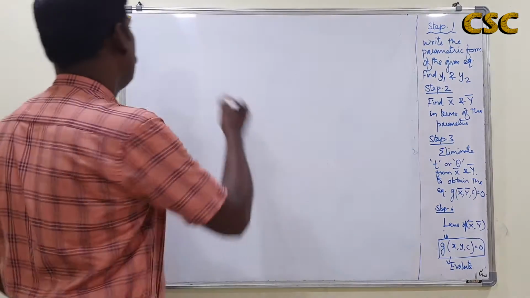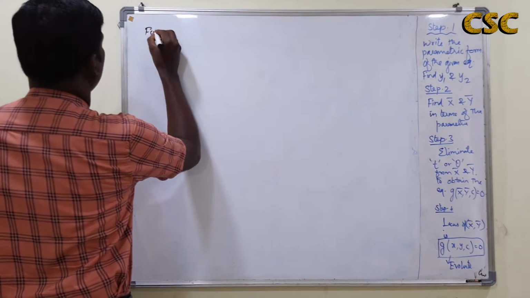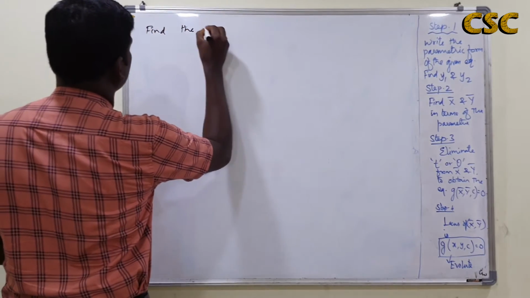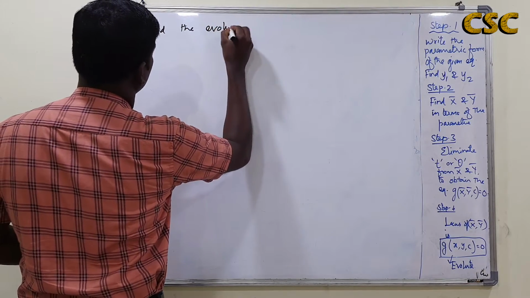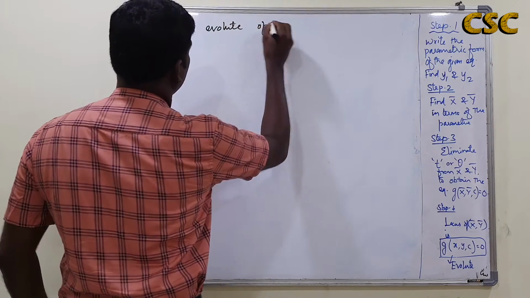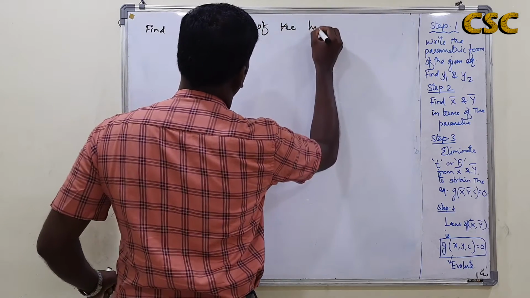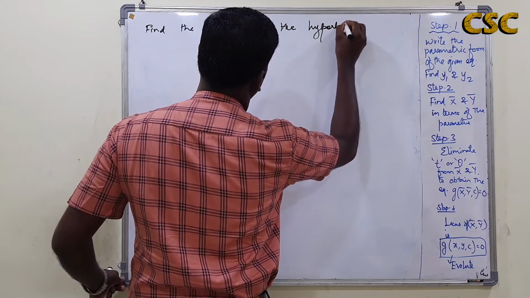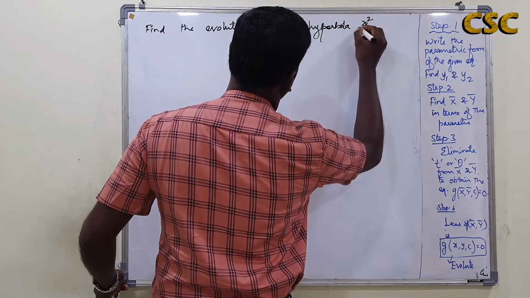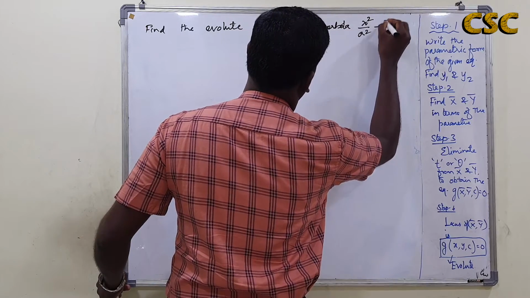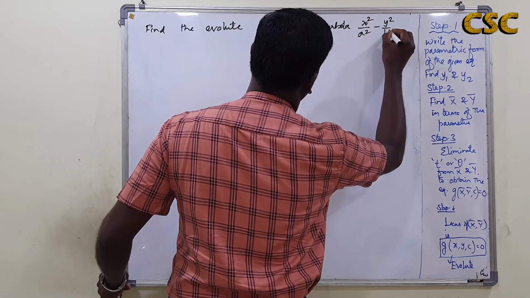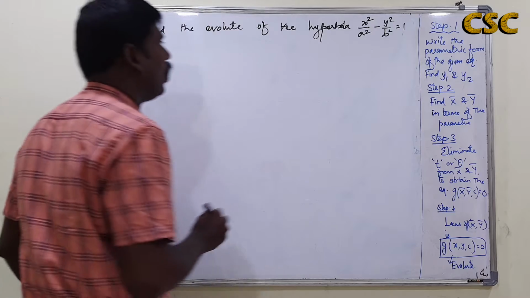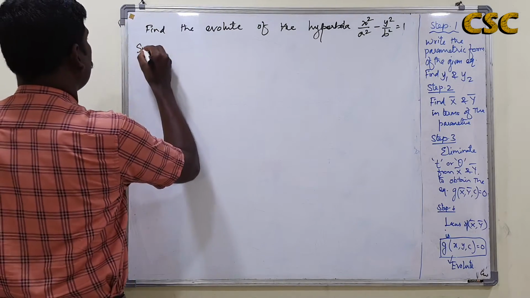Next problem. Find the evolute of the hyperbola x square by a square minus y square by b square is equal to 1. Okay. Solution.